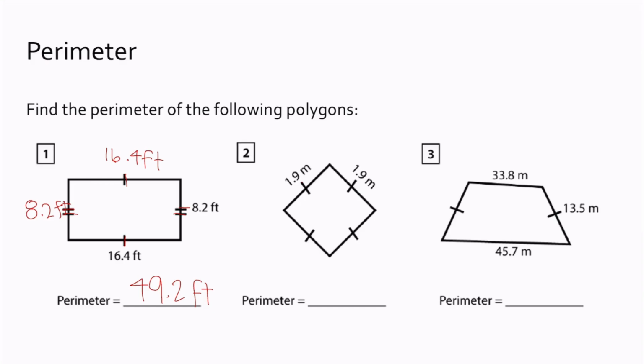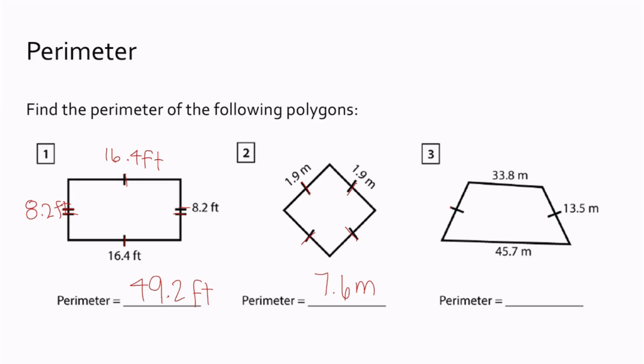Now this one we have a square and there's 1 hash mark on every side, which means each side is the same as each other. So I could do 1.9 plus 1.9 plus 1.9 plus 1.9, and I get 7.6 meters.